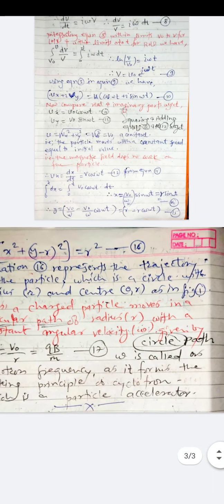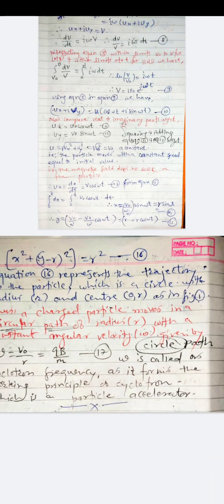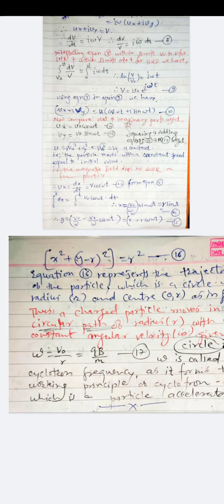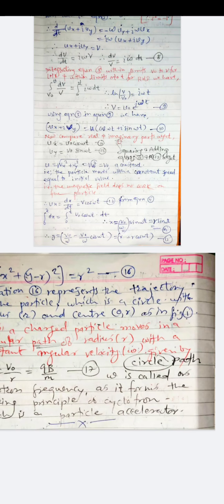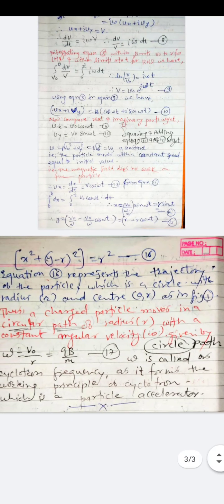Here ends the second article, that is, motion of a charged particle in a constant uniform magnetic field B, and the result is that the trajectory followed by this particle is a circle. Here the motion of a charged particle in a constant uniform magnetic field is circular motion. This article ends here. Thank you.